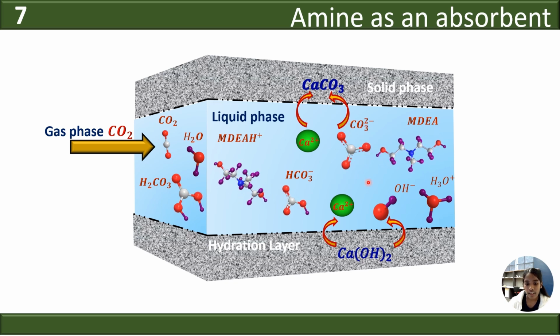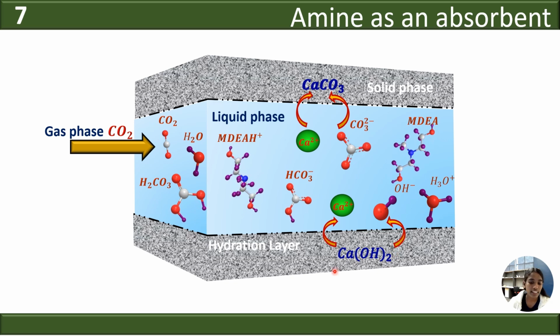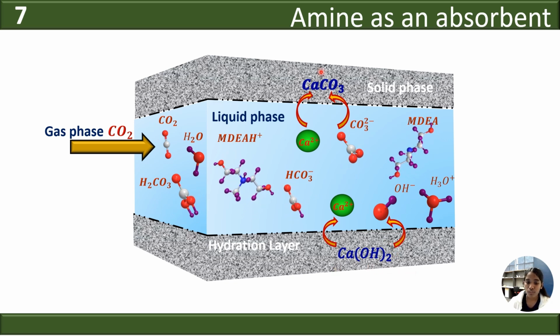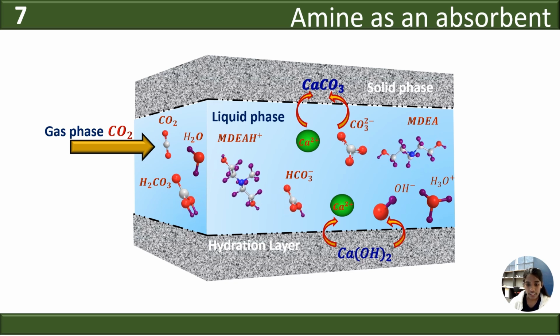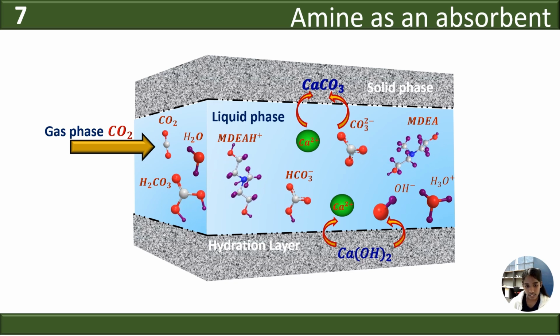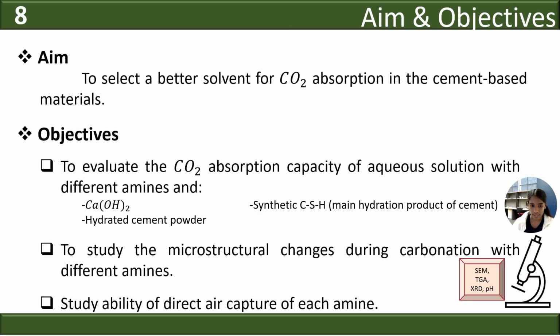Then these carbonate ions will grab the calcium ions from the hydrated phases such as portlandite and CSH and form calcite. As amine is a basic material and it acts as a proton acceptor, it is enhancing the calcite formation.